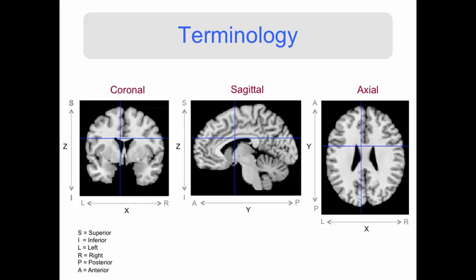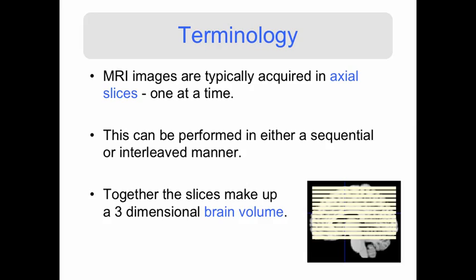Here's some more terminology. When we look at the brain, it's hard to visualize it in 3 dimensions sometimes. So sometimes we look at single slices of it. Depending on which direction you slice the brain, we have either coronal, sagittal, or axial slices. And MRI images are typically acquired in axial slices, one at a time.